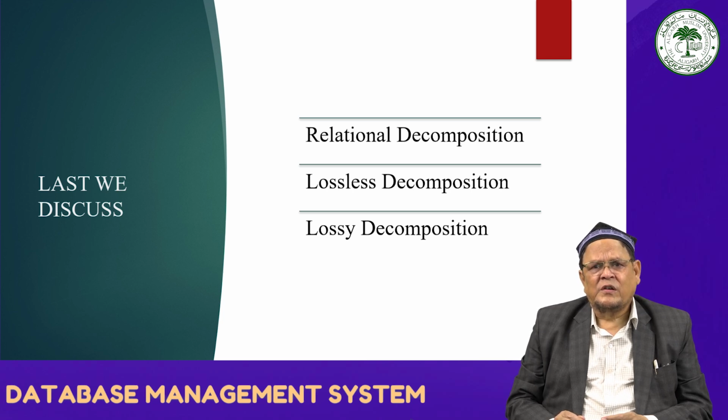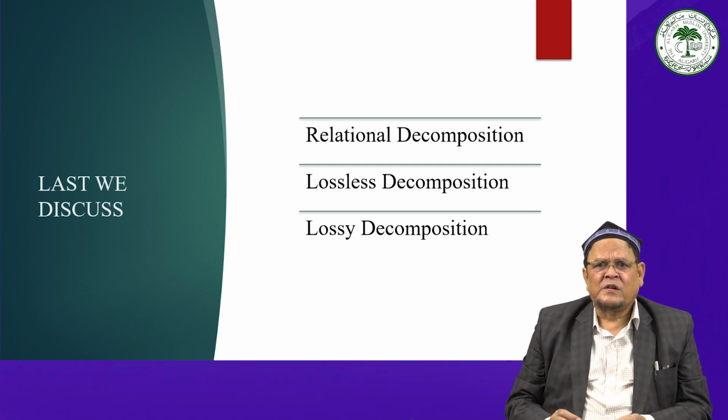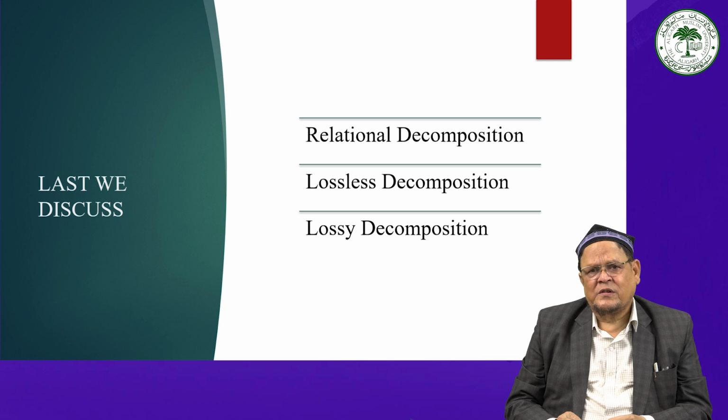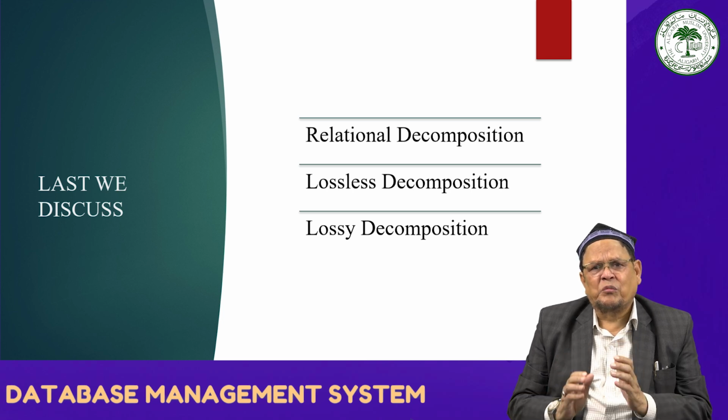So how will you check? We have to check the three anomalies: updation anomalies, insertion anomalies, and deletion anomalies. If these three anomalies are satisfied, then we can say that the database is normalized. If not, then we can say that the relation is not normalized, so we have to decompose the relation.